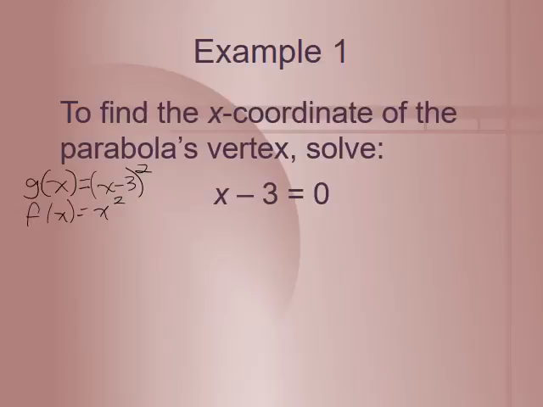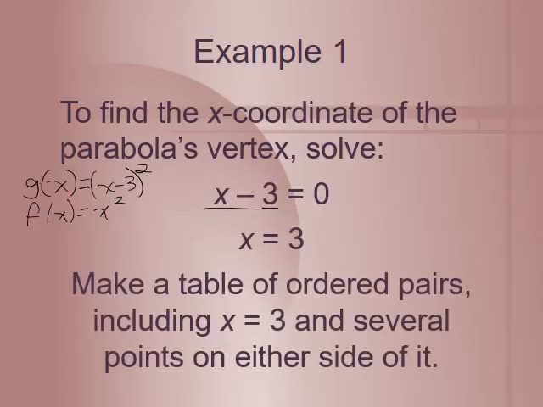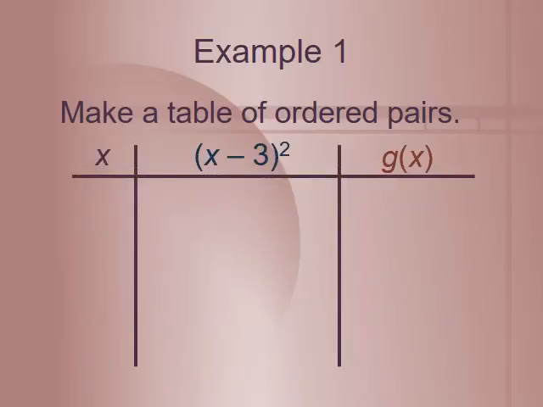So whenever we think about just this inside part, we can break it down into x minus 3 equals 0, which is x equals 3. Then we can make a table of ordered pairs and put several points in front of it. We might want to use 2, 4, any of those numbers. So let's look at this table.